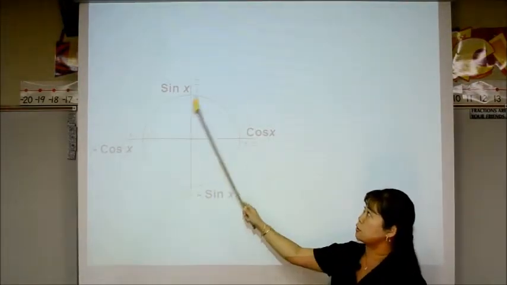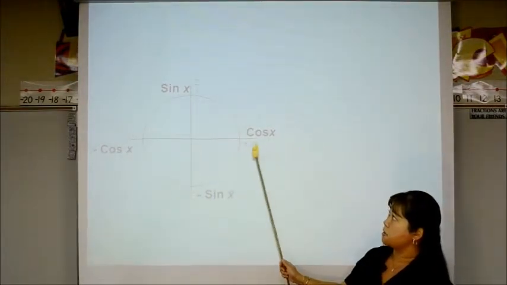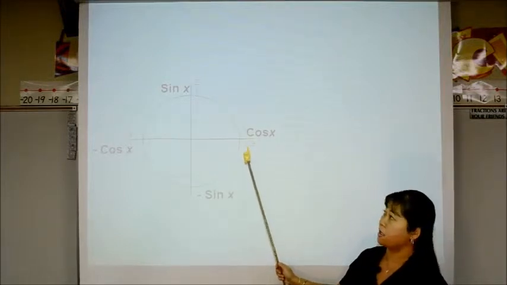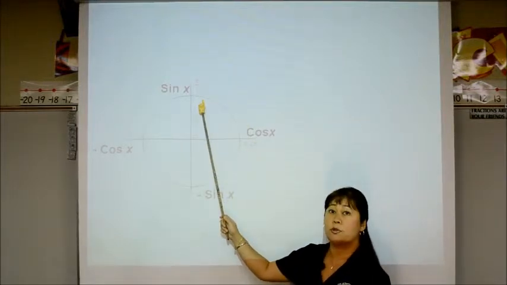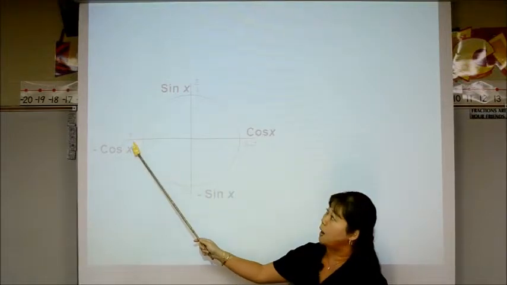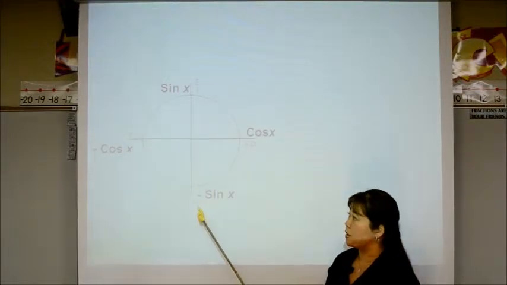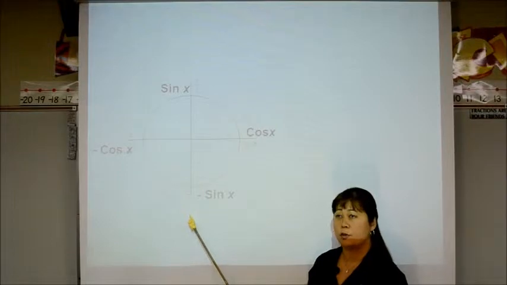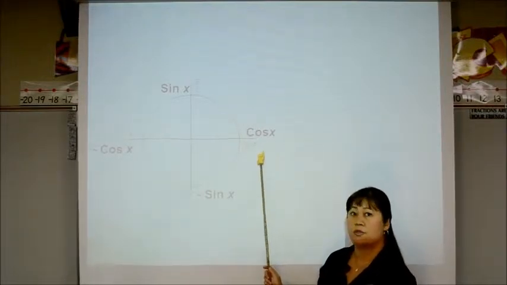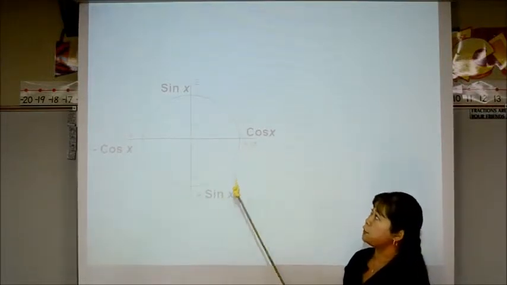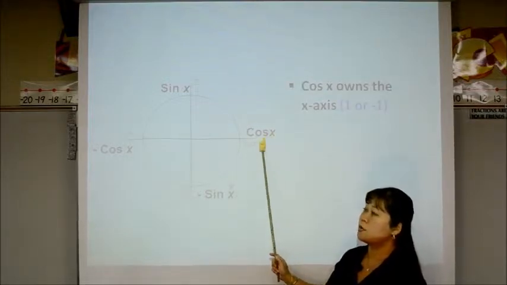So using the unit circle, we're going to say then this is my 0 degrees, right? Or radian of 0. Then I have this pi over 2, which is the same thing as 90 degrees. We have a pi, which is 180 degrees. Then we have 3 pi over 2, which is 270 degrees. And then I have 2 pi, which is then 360. Okay? So the first thing I want to address is that the cosine owns the x-axis.